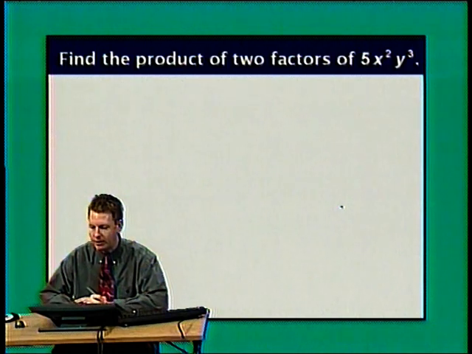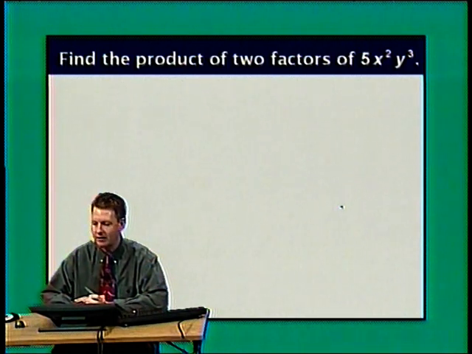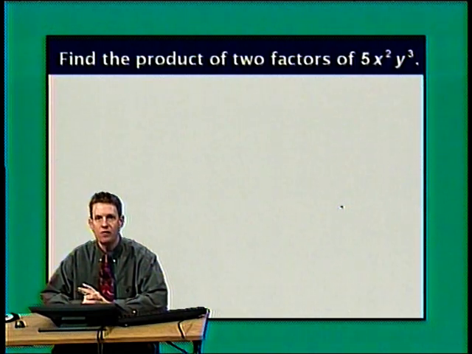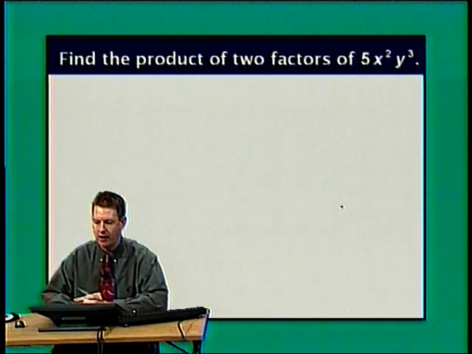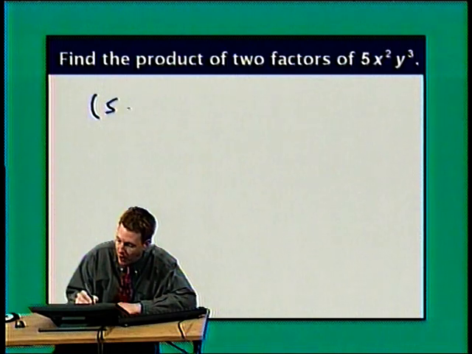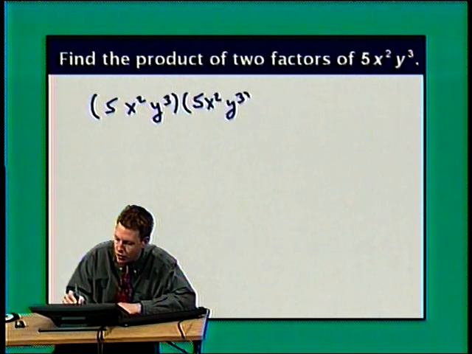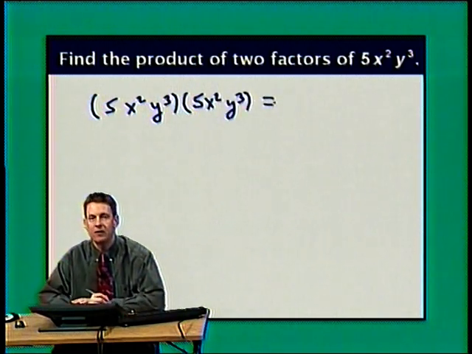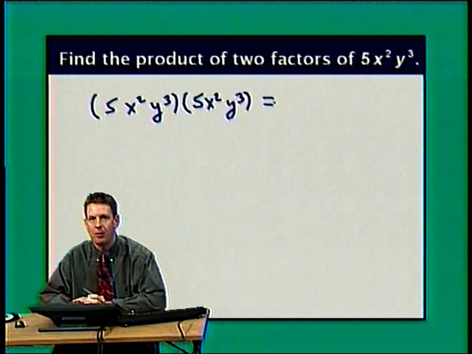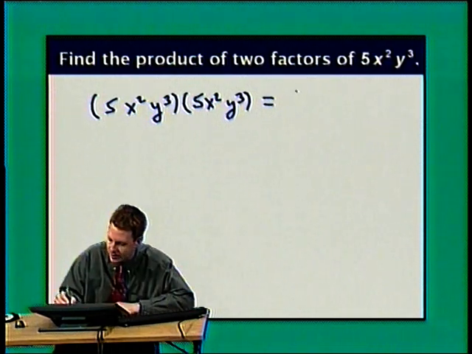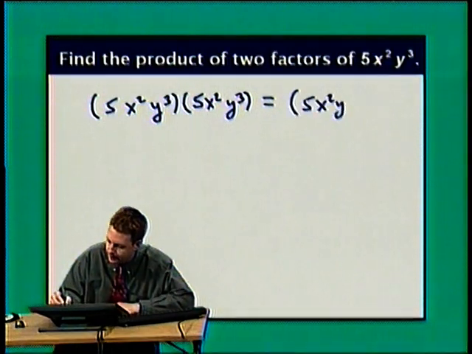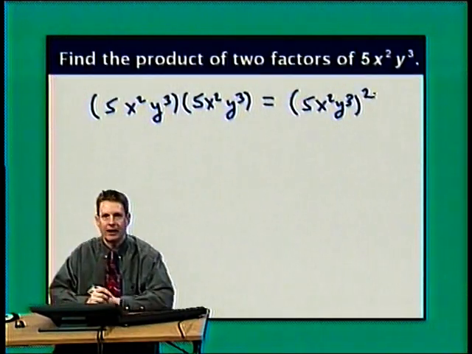Let's find the product of two factors of 5x squared y cubed. Well, there's a couple ways that I could write two factors of 5x squared y cubed. I could literally write 5x squared y cubed multiplied by 5x squared y cubed, or I could use the fact that there's a shorter way to indicate that you're multiplying together two factors of a base, and that's to write the base to the second power.